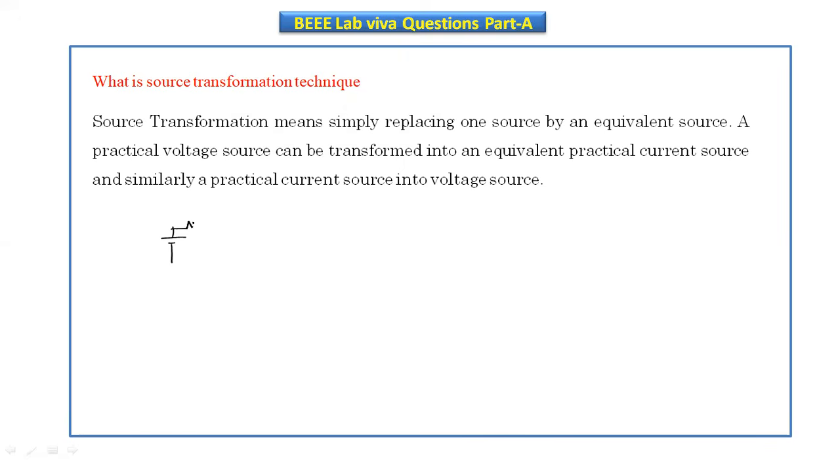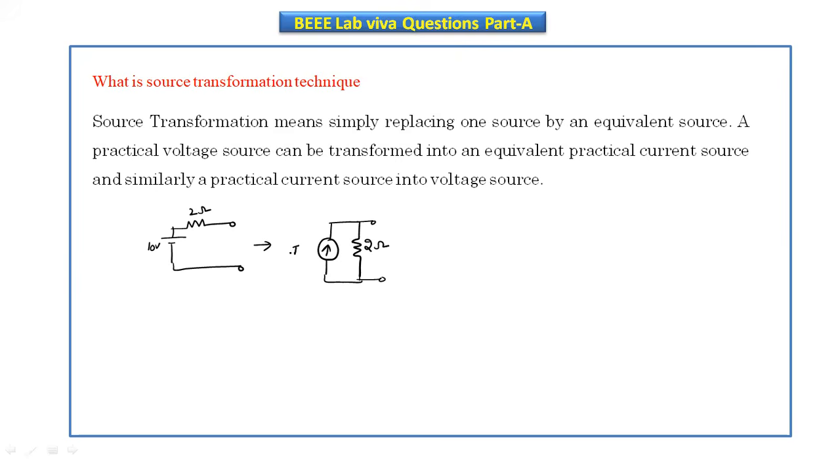this voltage source. The voltage source value is 10 volts and R is 2 ohms. If we convert this into a practical current source, the practical current source will be one current source connected in parallel with the resistor. This is the practical current source. Here, from here to here, there is no change in the resistor value.